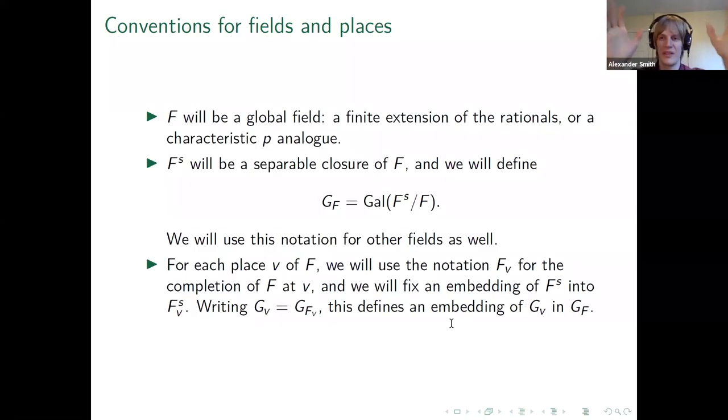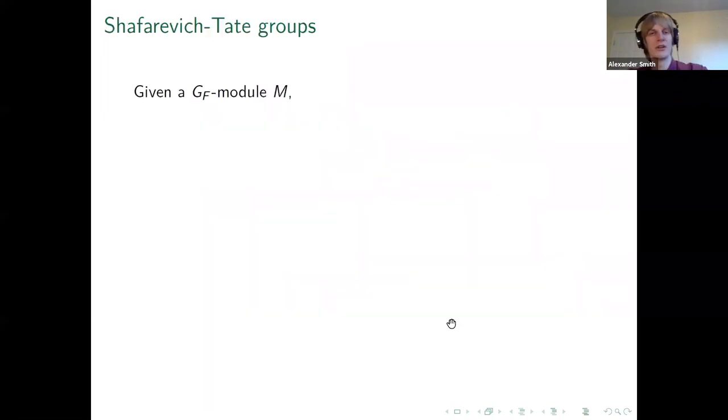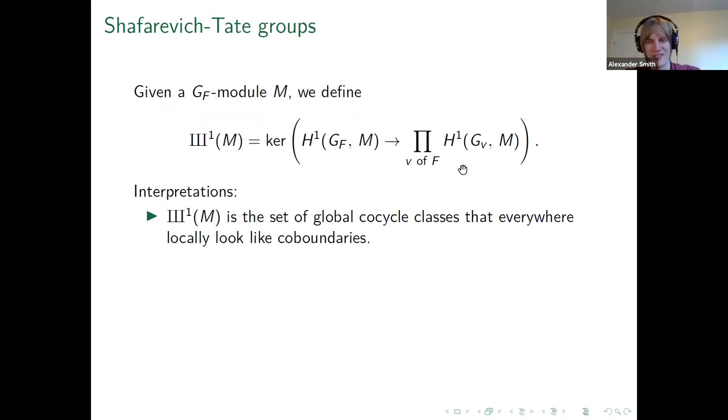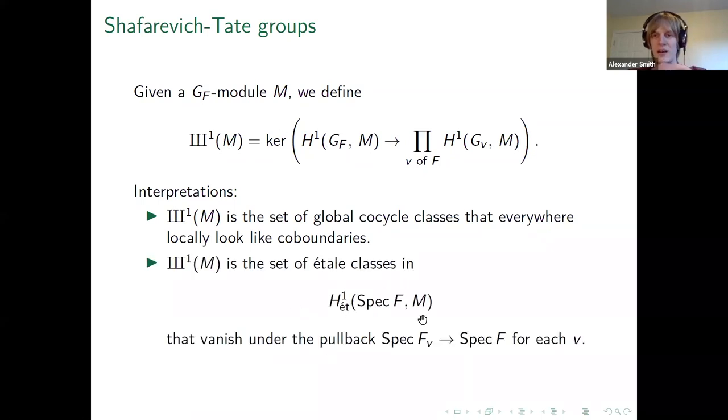Now with that notation set up, I can give the first example of a Selmer group, and this is normally called a Shafarevich-Tate group. This corresponds to the Selmer group with zero local conditions. So given a G_F-module M, the Shafarevich-Tate group is the set of global one cocycle classes that vanish locally everywhere. There are two ways to think about this. Either we can think of it as cocycle classes that everywhere locally look like coboundaries, or we can use the étale picture. We can think of M as being an étale sheaf over the spectrum of F. In this case, this is the set of classes inside the étale cohomology group of M that vanish under pullback everywhere.